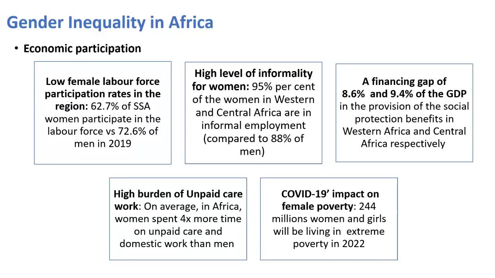Women in our region face a high level of informality. They have informal jobs that mostly don't have social protection benefits. 95% of women in the West and Central Africa region, for example, are in informal employment compared to 88% of men. Women entrepreneurs or women-owned businesses face a huge financing gap. There is an estimated around 8.6 and 8.9% of the GDP in the provision of social protection benefits.